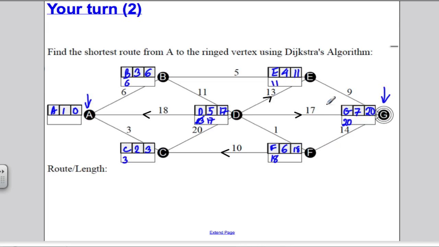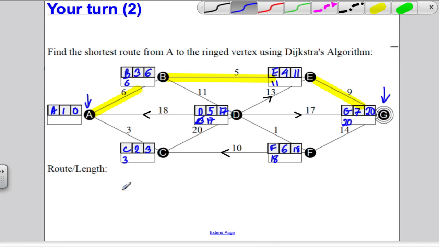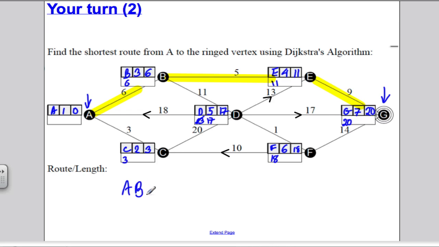Finally, you just end by stating your route. So I start at the back. How did I get to here? I must have gone along here, because 11 and 9 is 20. What about from here? I must have gone along here, because 6 and 5 is 11. And here I must have gone along here, because 0 and 6 is 6. So my route here was A, B, E, and G, and it had weight of 20. Ensure you write your route and the length at the end of the question.